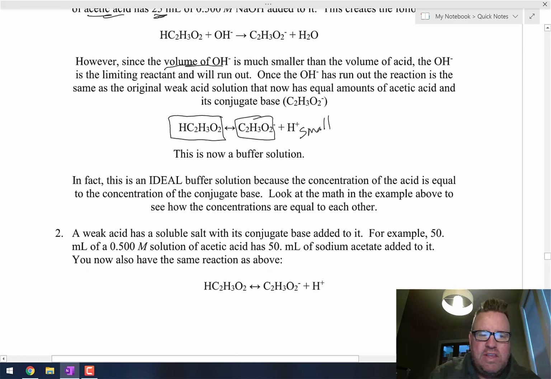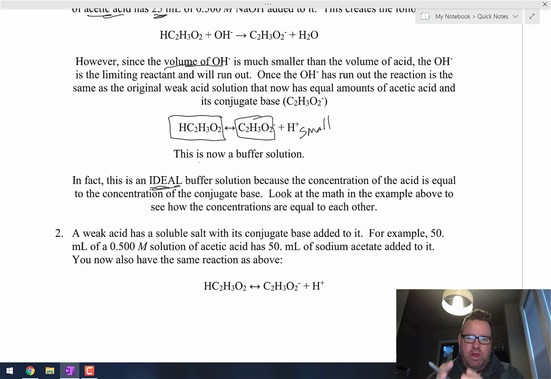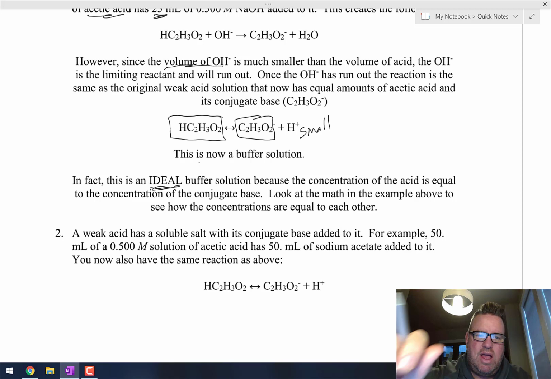Okay, and a lot of times you'll see the term ideal buffer solution, because when those two concentrations are equal to each other, that's when your capacity is going to be the greatest. If you have more of the acid or more of the base, then your capacity in one direction isn't as high.